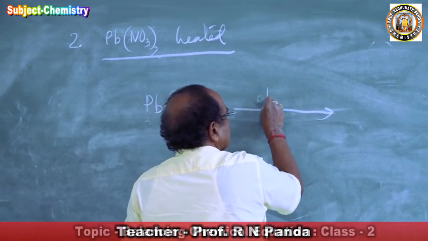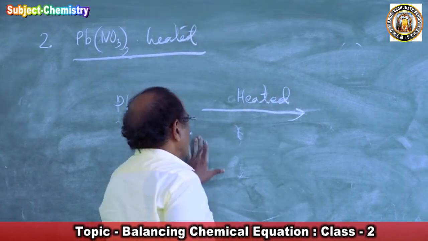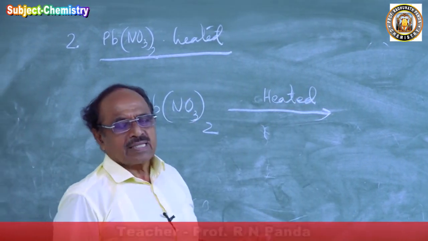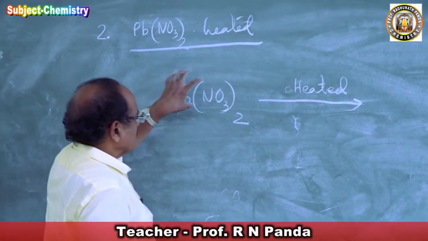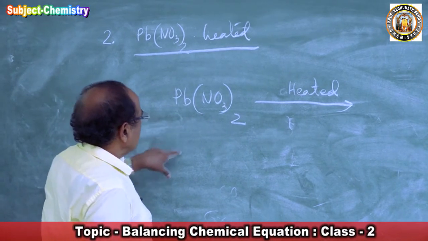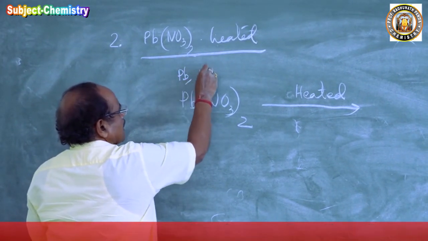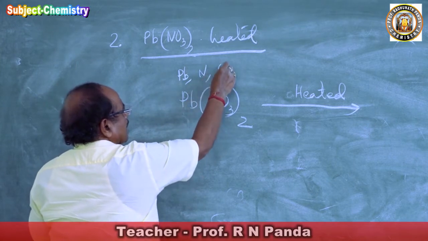What are we doing? We are heating it. What is heat? A form of energy. What is energy? A measure of work done. So work is done on this. So who are present here? Lead is present, a metal. Nitrogen is a non-metal. Oxygen is a non-metal.